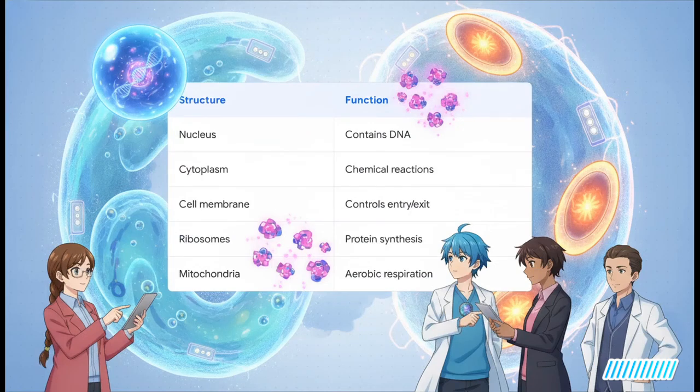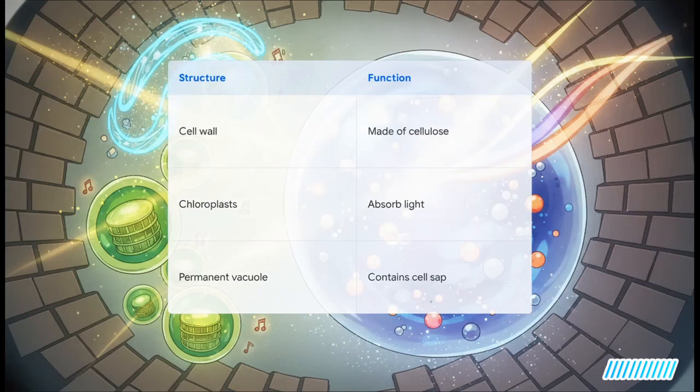So here's a really cool point. Both our animal and plant cell friends share a core set of essential organelles. They both have a nucleus, which is basically the boss, containing the DNA genetic material that controls everything. They both have cytoplasm, this gel-like substance where all the chemical reactions happen. They both have a cell membrane, holding it all together and acting like a strict security guard to control exactly what enters and exits. And as we just learned, they both totally rely on ribosomes for proteins and mitochondria for energy.